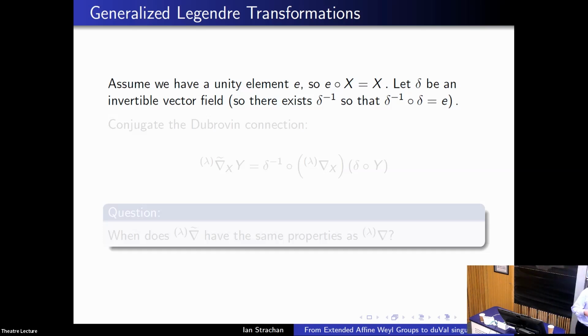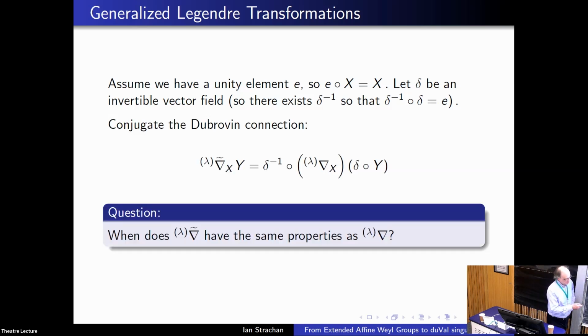So what do I mean by an inverse vector field? I can multiply vector fields together. So the inverse vector field is just the vector field which, multiplied by delta, gives the identity field. And then let's take the Dubrovin connection and just conjugate it. On one side I have the inverse vector field, and on the other side I have the vector field. So we're just conjugating the connection.